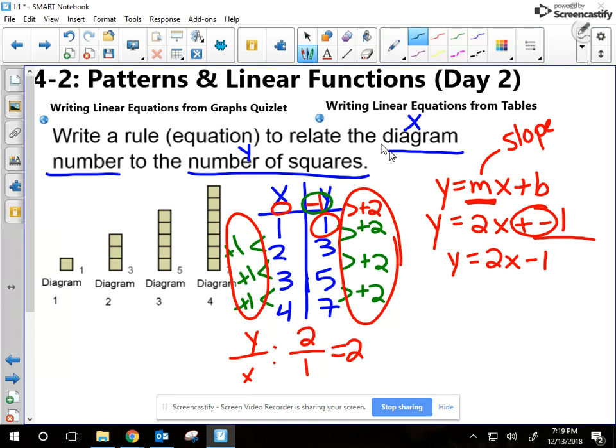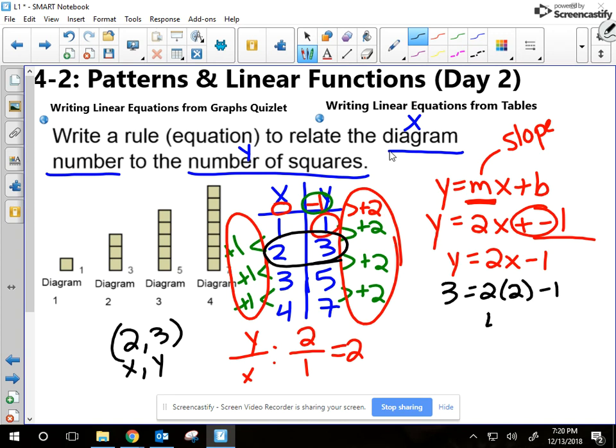Now to make sure that we actually did that correctly, we can use one of our ordered pairs. Let's use the ordered pair 2, 3 from our chart, from our table. 2 is our x value, 3 is our y value. So when we plug it in, we're going to have 3 is equal to 2 times 2 minus 1. We know 2 times 2 is 4, and when we subtract 1, that does give us 3. Because this worked, we know that our equation is correct.